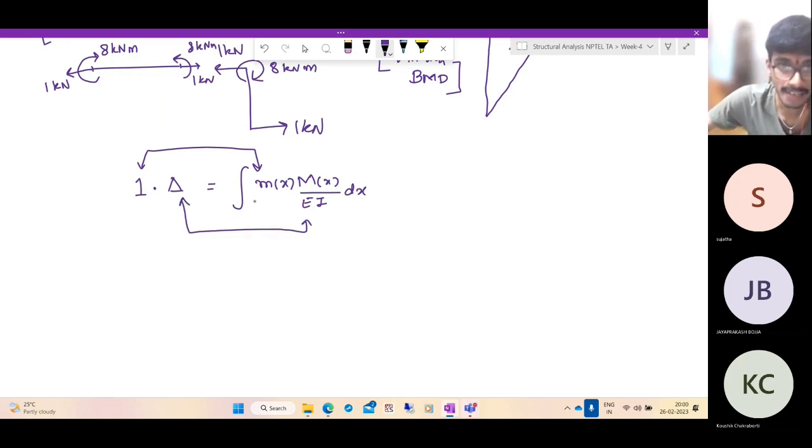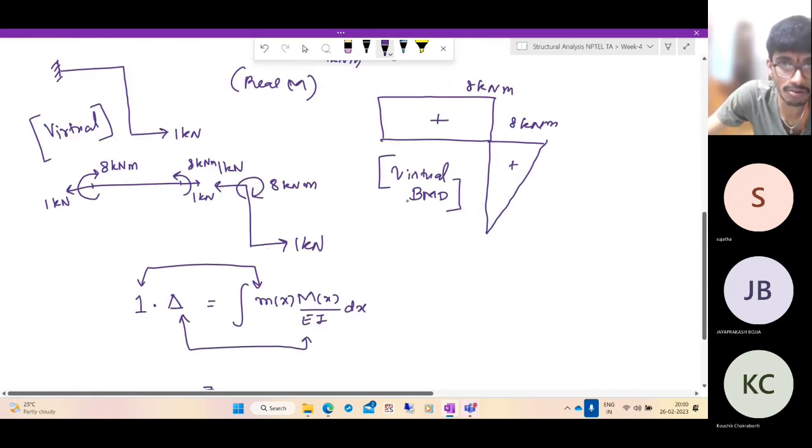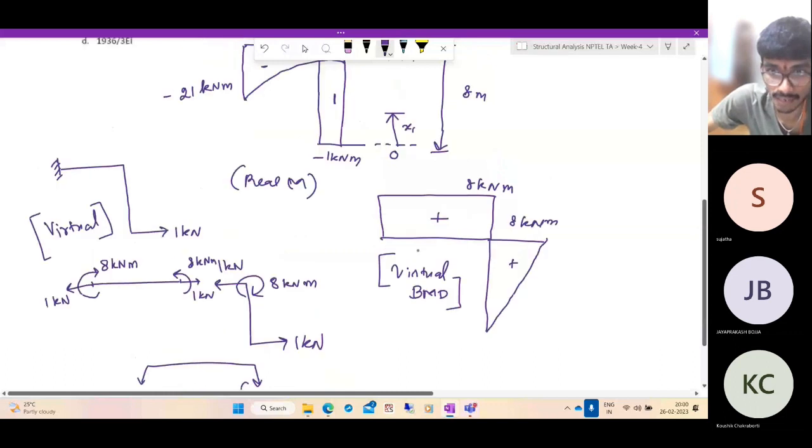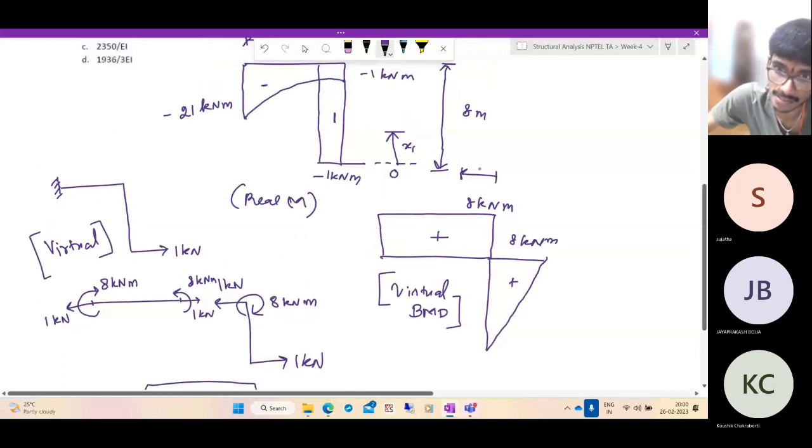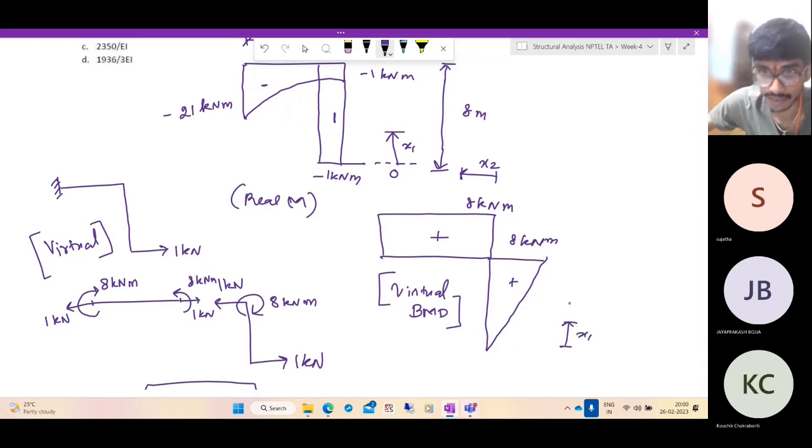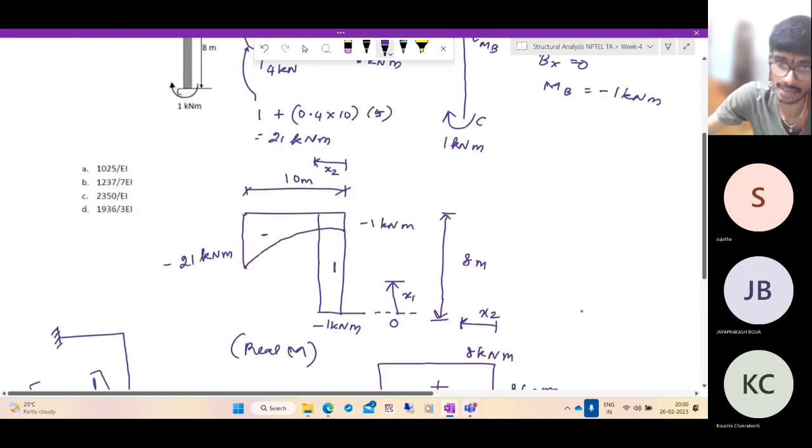But there are two beams, okay? So you need to do this for each beam separately. So in this case, that's why I took two coordinate systems, okay? This is x2 and this is x1. Same thing has to be replicated here as well. So here, let me take this distance as x2 and this as x1. Now let us find out the functional forms of these bending moments.